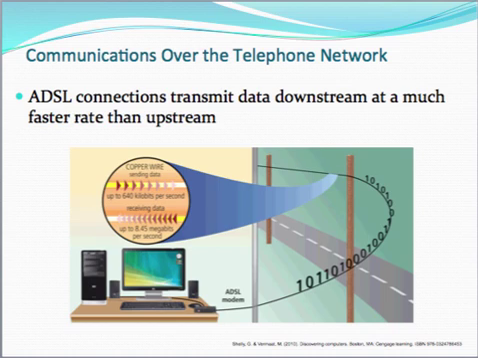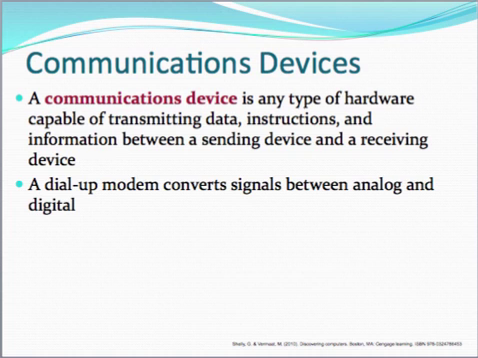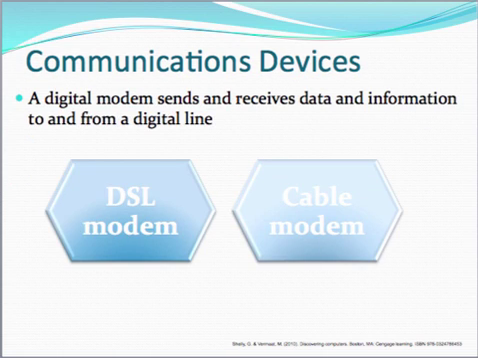Communications over the telephone network, ADSL connections transmit data downstream at a much faster transfer rate than upstream. Communication devices. A communication device is any type of hardware capable of transmitting data, instructions, and information between a sending device and a receiving device. A dial-up modem converts signals between analog and digital. A digital modem sends and receives data and information to and from a digital line. That's what we call a digital modem or a DSL modem.